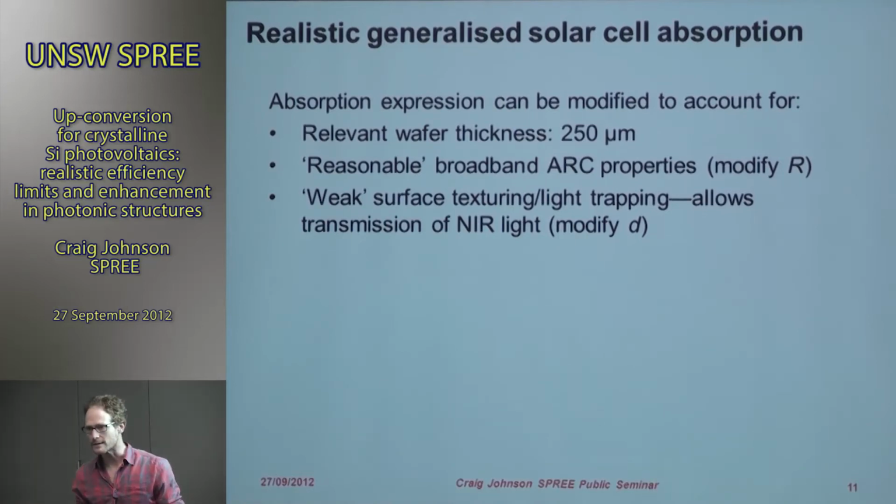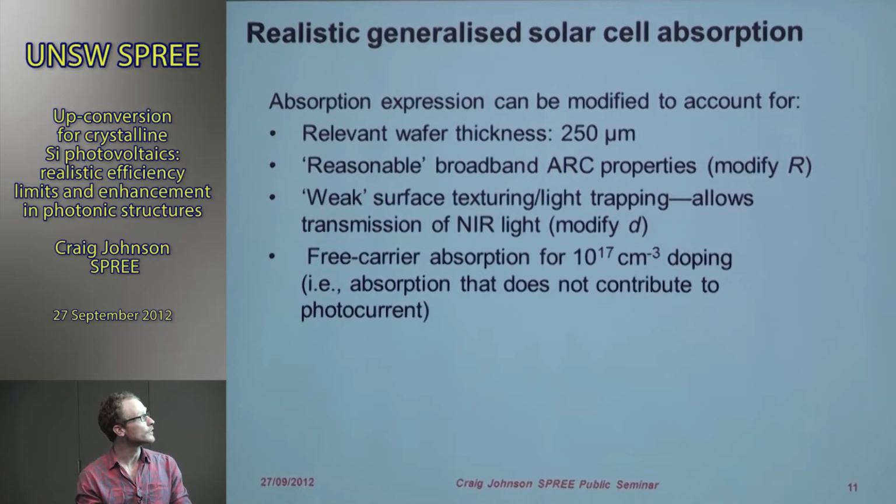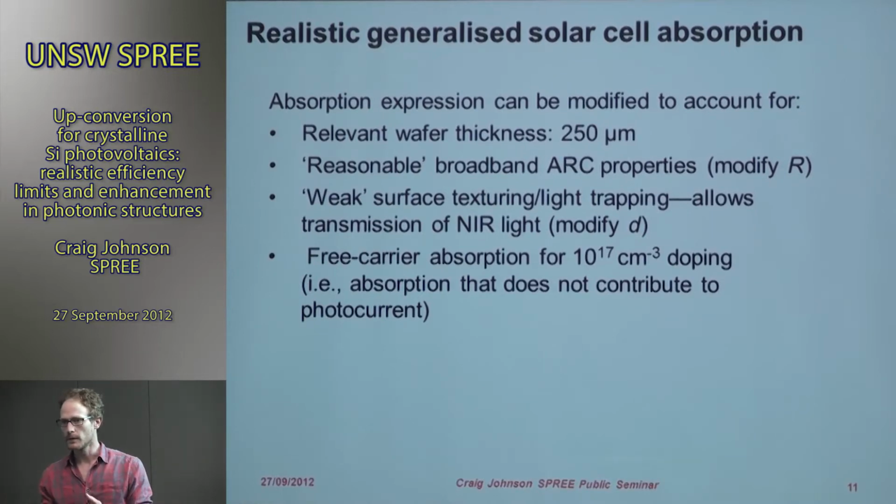So actually, you don't want extensive light trapping in a solar cell if you're trying to design an upconverting device. So I tried to account for just moderate light trapping. And then again, free carrier absorption is something that's not typically taken into account. However, when you are considering light trapping and doping that is non-intrinsic silicon, it actually plays a pretty significant role. So this is absorption that doesn't contribute to photocurrent, but does sap the photocurrent from a potential upconverting layer.